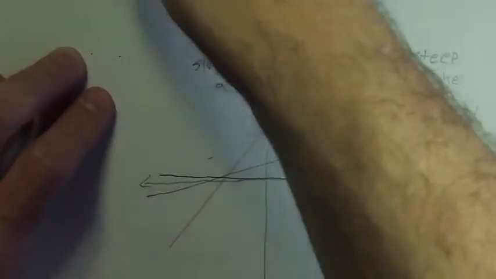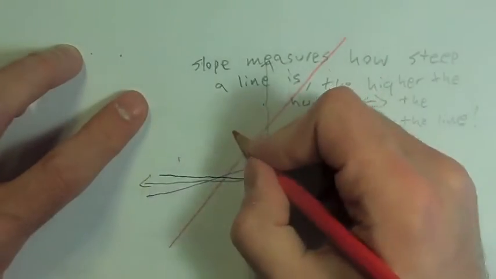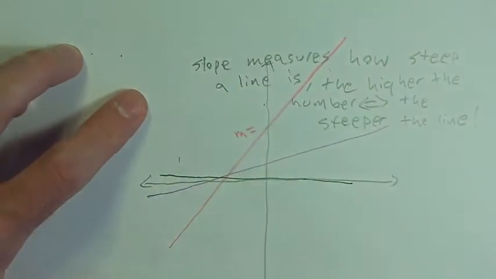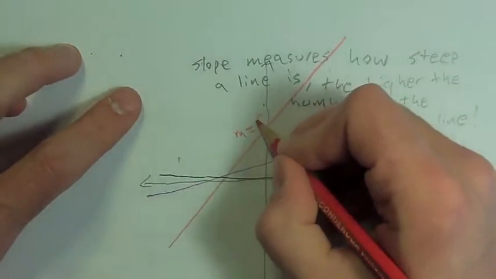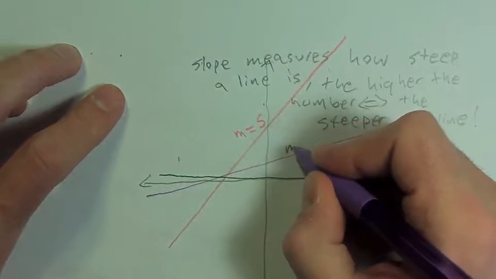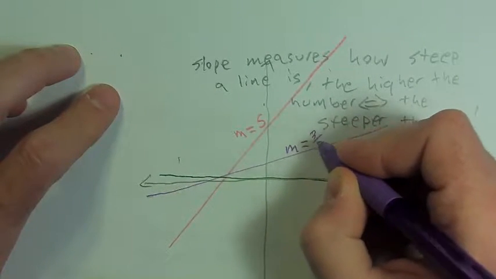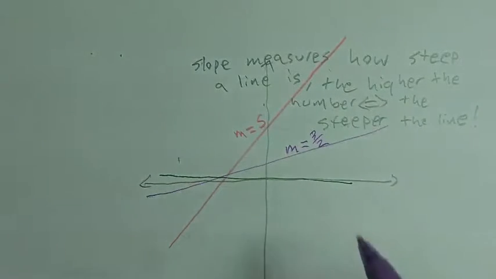Right, so this red line here is steeper than this purple line. So we could say maybe that this red line has a slope of, say, 5, while this purple line maybe has a slope of 3/2, okay, which is about 1.5.